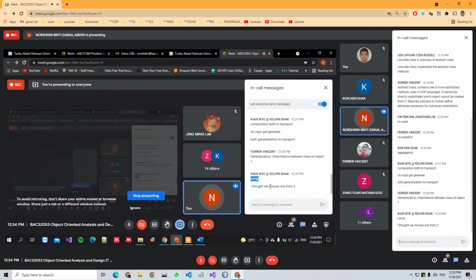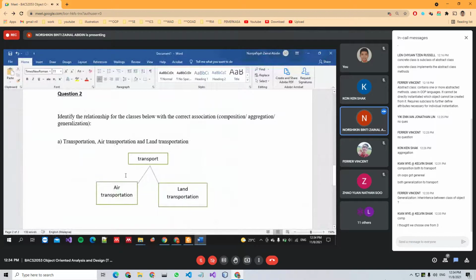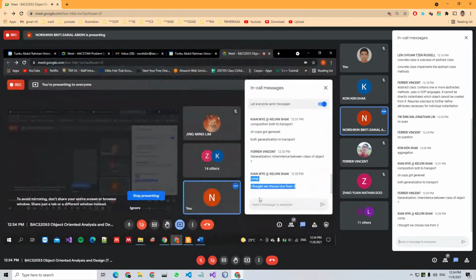I thought we choose one from three. So yes, you choose one from three, but as you can see here, we have this generalization diagram. Even from this one from three, you can have composition or aggregation. I just want to know if you say this is aggregation, why, or this is composition, and why.